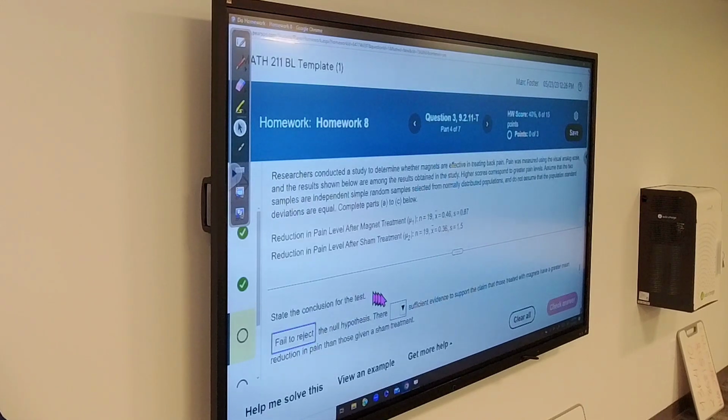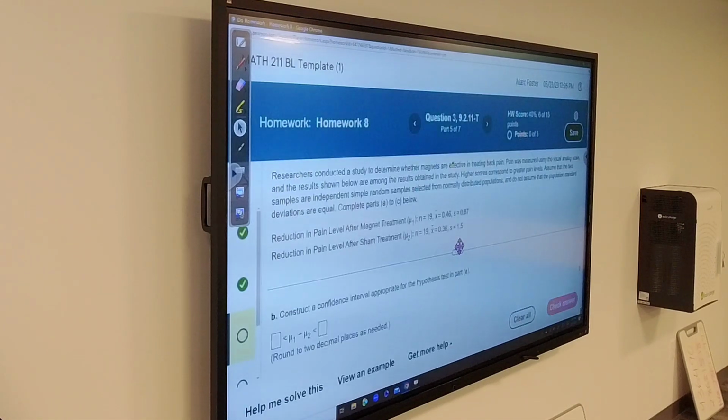Fail to reject. There is not sufficient evidence to support the claim of the alternate hypothesis. Construct the confidence interval.